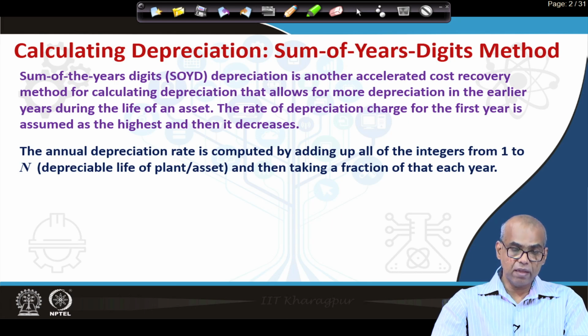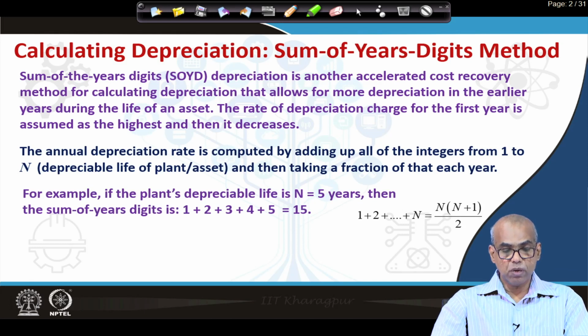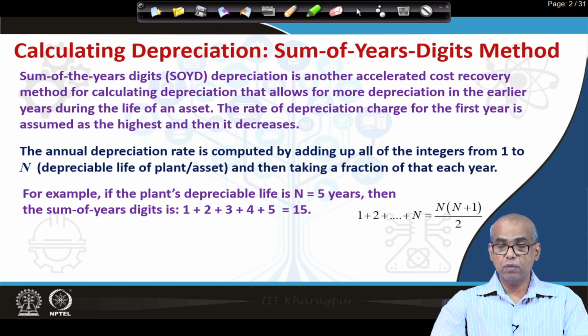That means the depreciable life of the plant or asset is represented by n, and then a fraction of that is taken each year. For example, if the plant's depreciable life is n equal to 5 years, then you first find out the sum of years digits. So, for the first 5 years, 1 plus 2 plus 3 plus 4 plus 5 is equal to 15. You know that 1 plus 2 plus up to n, that sum is n into n plus 1 by 2. So, 5 into 6 by 2 is 15.